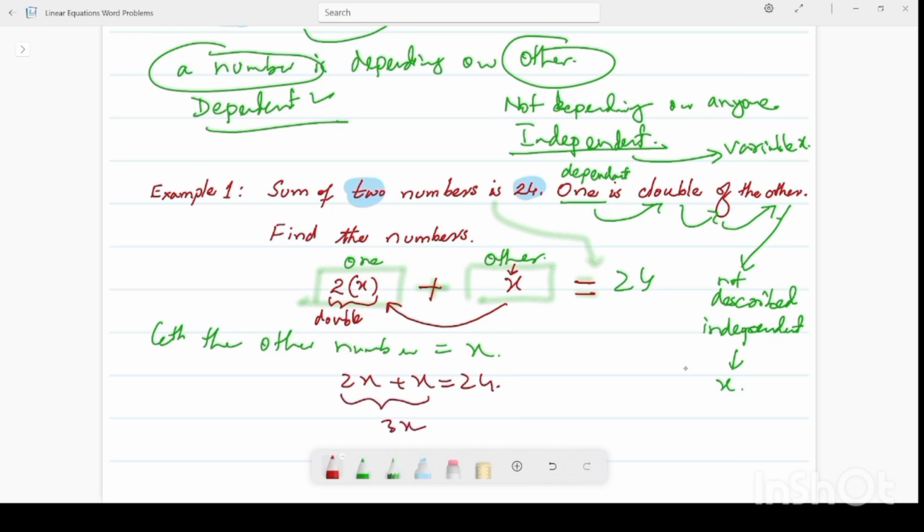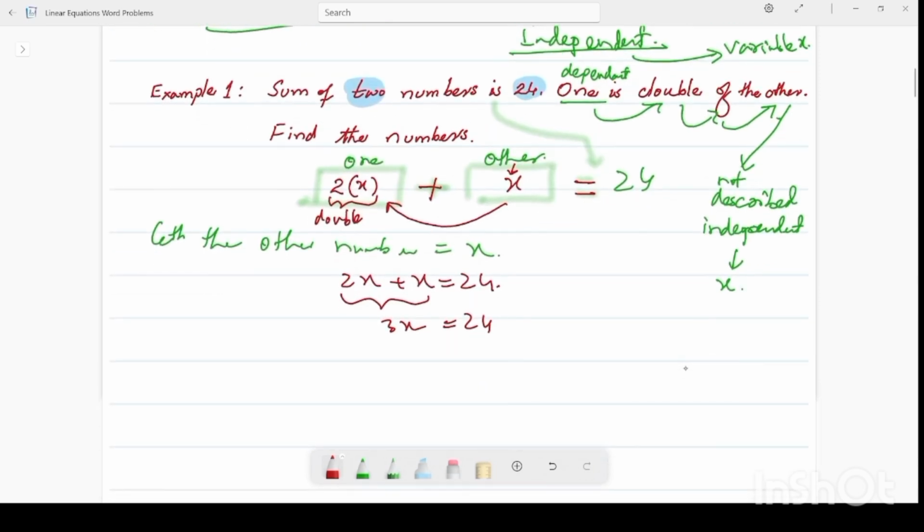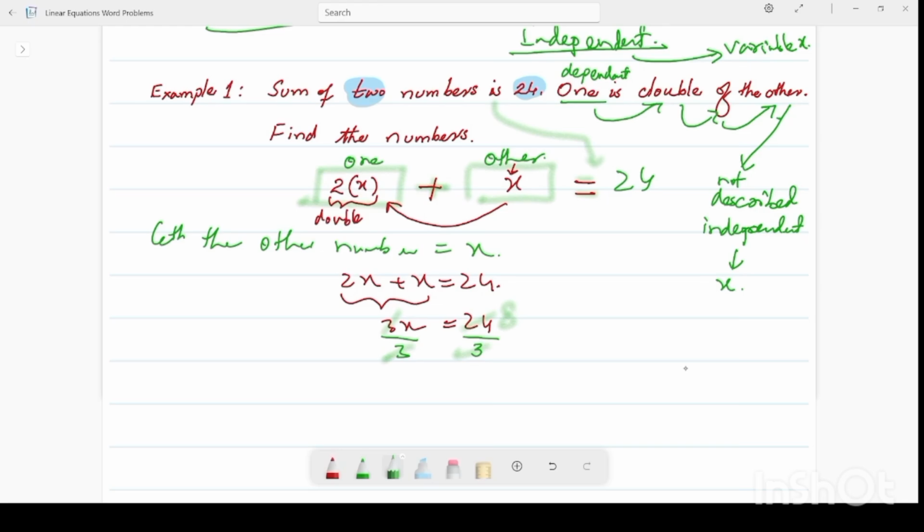So 3x is 24, and if 3x is 24, it means we can divide it by 3 to get the value of x only. Whenever we are dividing by 3 on the left hand side, we'll also be dividing on the right hand side. So it cancels, and we get it as 3 times 8 is 24. So we say that x is equal to 8.